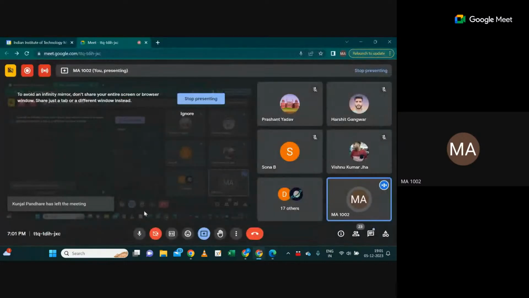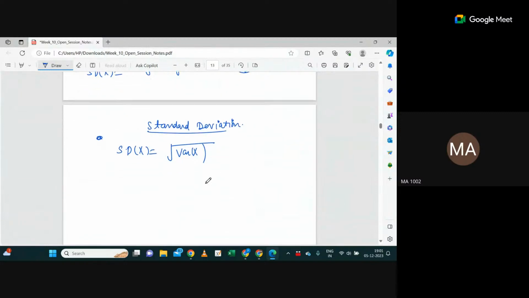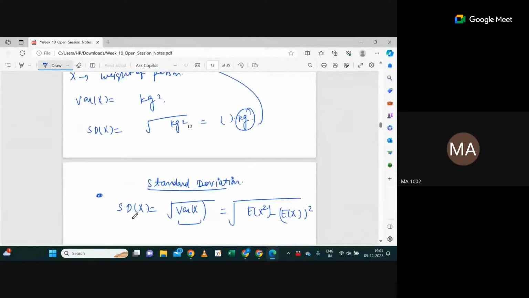So basically, standard deviation of x is nothing but the square root of variance of x. Okay, just give me a minute. Okay, so you can find the variance of x by the formula: expectation of x square minus expectation of x whole square. Now, all the above properties we can use in this case also.